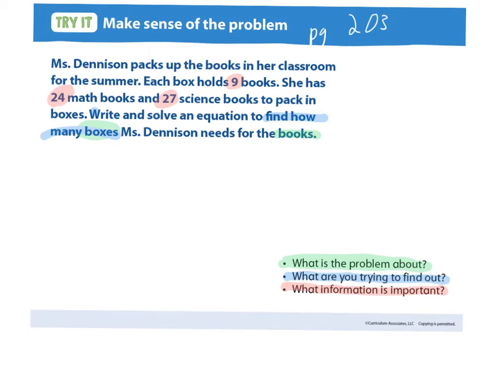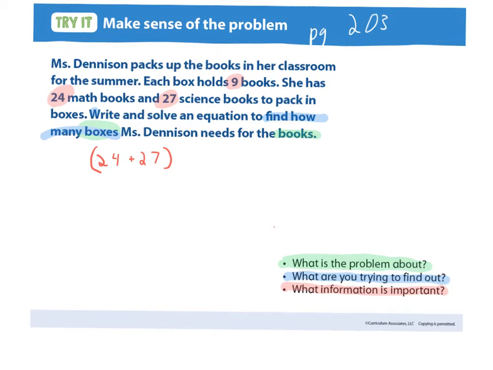And we'll go from there. Okay. So we're going to start with figuring out how many books she has. It really doesn't matter whether they're math or science. We're going to put them into boxes anyway. It doesn't matter which one's which. So we want to figure out how many books she has. We're going to start by figuring that out: 24 plus 27. We're going to do that first.